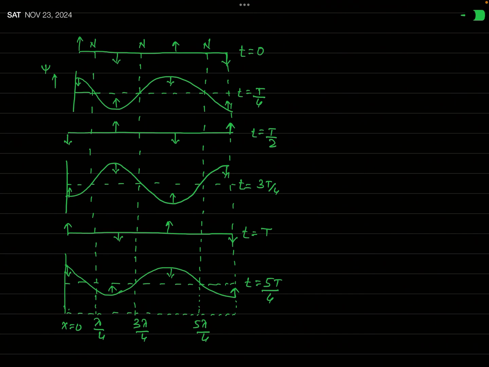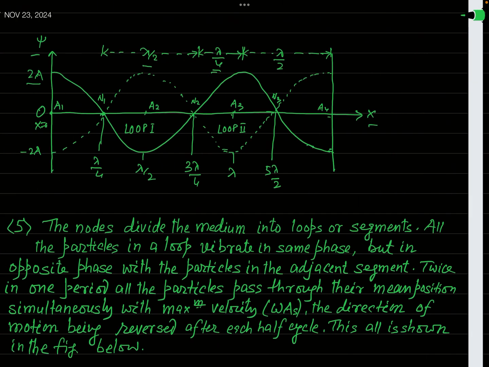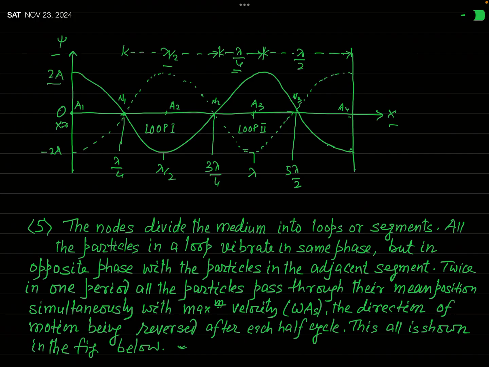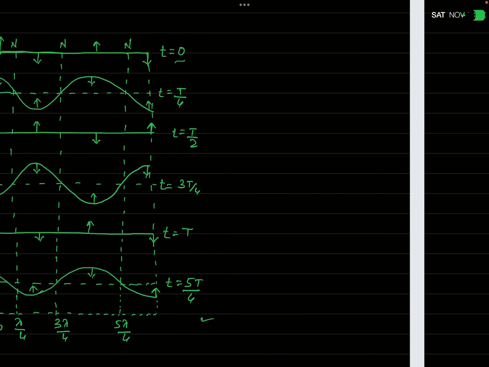You can see here, at time t equal to 0, there is a node here and a node there, and all the particles in this region will vibrate in the same phase. But the phase of vibration at the same moment in the adjacent loop will be just reverse. So you can say all the particles in a segment vibrate in the same phase but in opposite phase with the particles in the adjacent segment. In fact, it is seen that twice in one period all the particles pass through their mean positions simultaneously with maximum velocity, and the direction of motion is reversed after each cycle. All these things I have shown here, and for your convenience I have written them here. You can note down in your notebook. So this is a very remarkable fact.